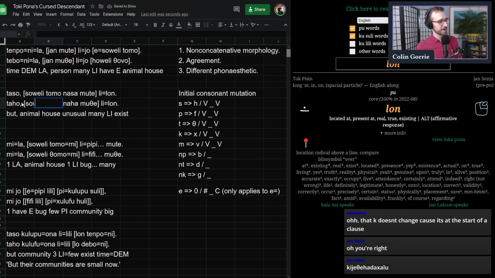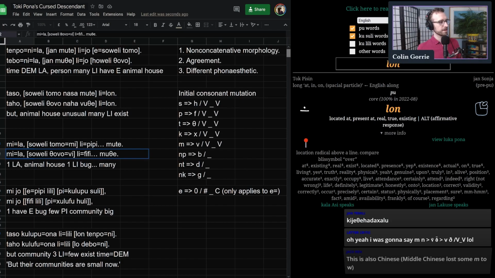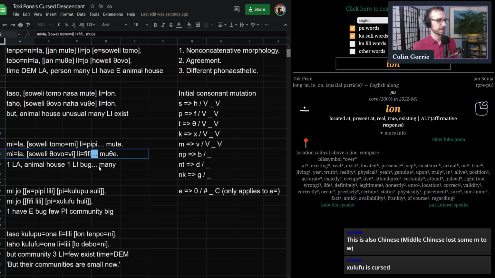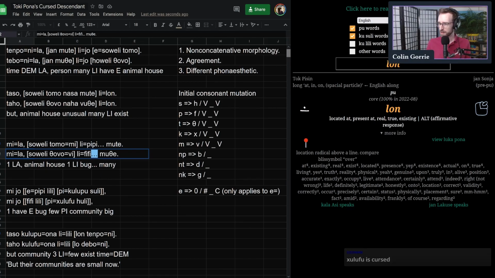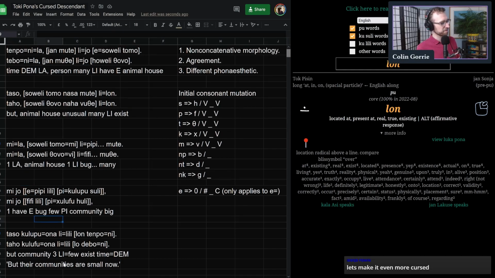nahavuthe rather lilon. Mila soelithovovi lififi muthe. And I'm assuming that this pause here is going to break the potential for mutation, but I could be convinced otherwise. All right. Mi yo fifi lili pi hulufu huli. Taho kulufu ona lilili lo debo ni. It's a thing of beauty.